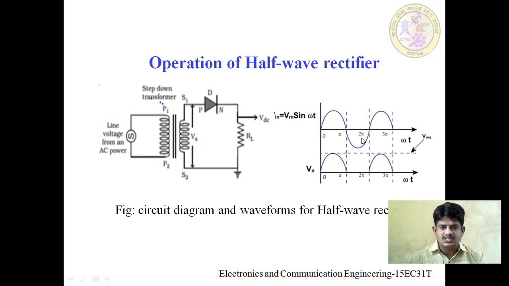Let's discuss the negative half cycle. Now see, during the negative half cycle, S2 will be positive and S1 will be negative.